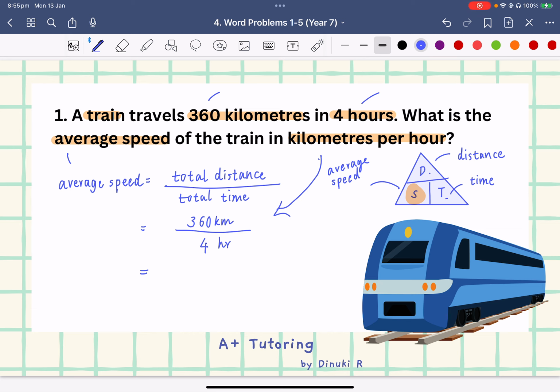And 360 divided by 4, just think of your 4 times tables. How many 4s go into 36, which is 9. And then obviously you can just bring the 0 there. So your answer is 90 kilometers per hour. Pretty straightforward question. Okay, let's move to the next one.